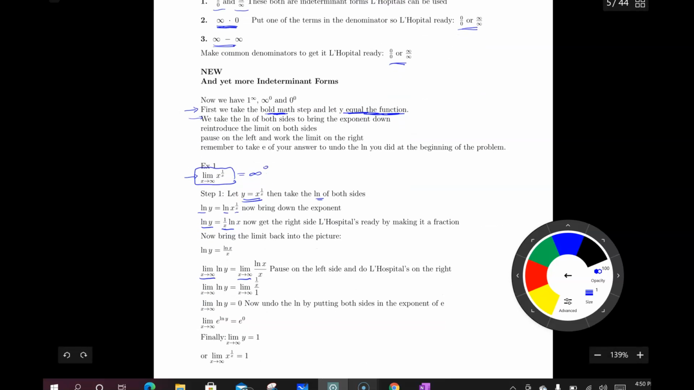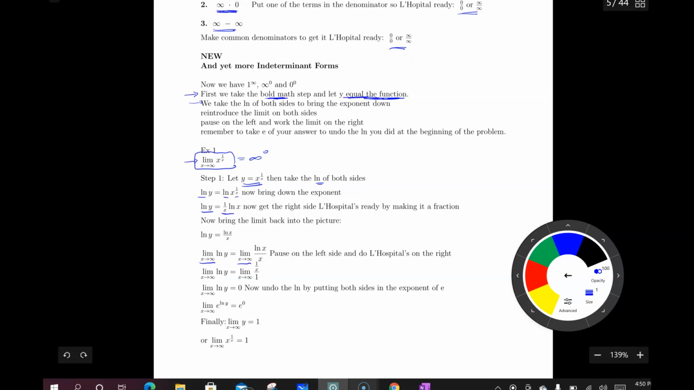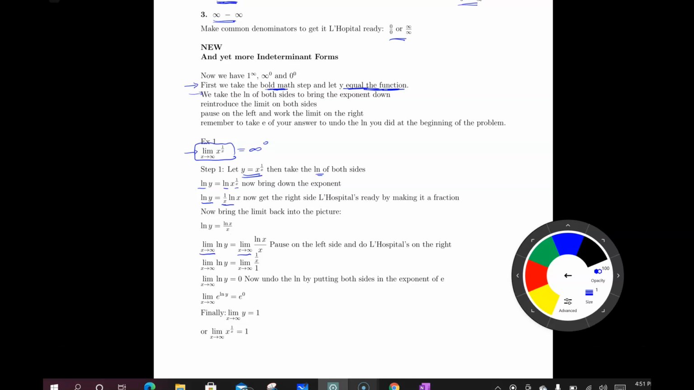And I just rewrote this as ln of x over x so that it's L'Hopital ready. I like to have a fraction. Okay, so then I'm going to pause on this side, keep this the same, and do L'Hopital's on this side. The derivative of ln of x is 1 over x, and the derivative of x is 1, because I do have infinity over infinity on this side. Now when I plug in infinity, I get 1 over infinity over 1, or 0. So now I know that the limit of ln of y is 0.